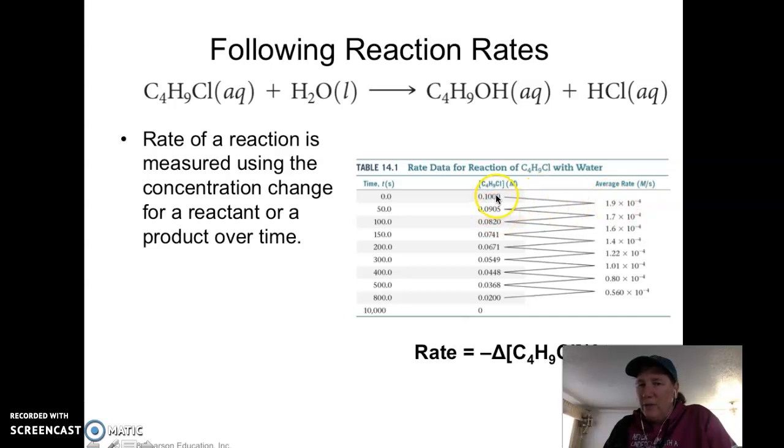So here they have the average rates. You take this divided by time. Okay, and so as you go down, if you wanted to find these rates, what you would do is take the difference between these two and the difference between those two. Because remember, the rate is the concentration of my reactant over time. You can't see that, I'm in the way, I'm sorry, but it's change in concentration of C4H9Cl. And then it's over change in time.